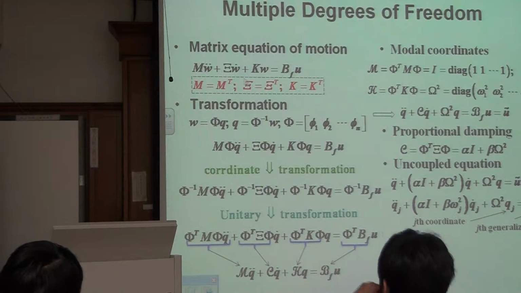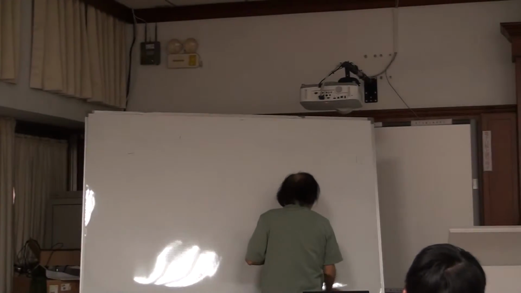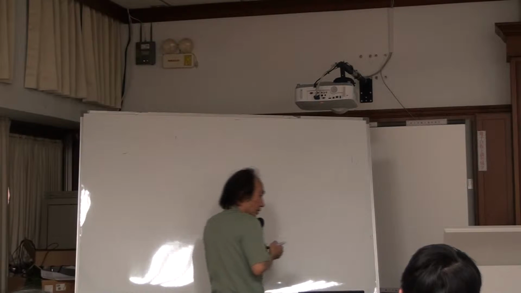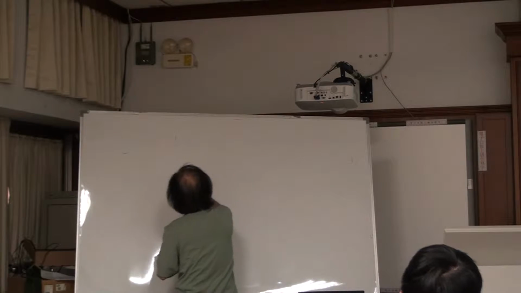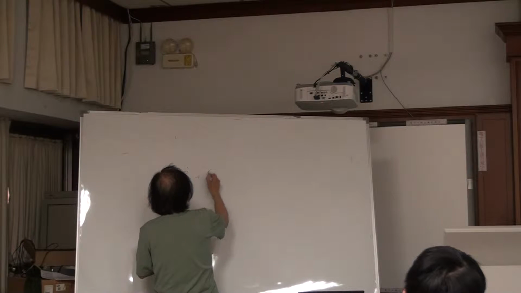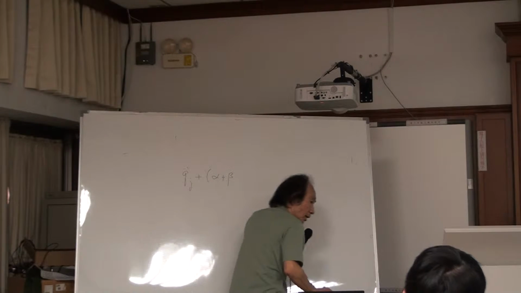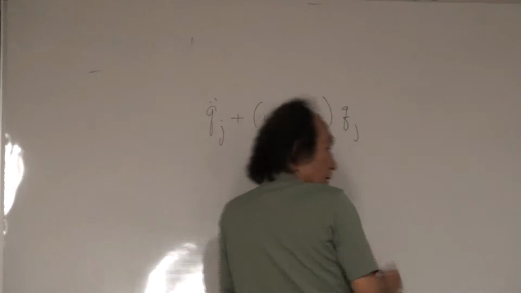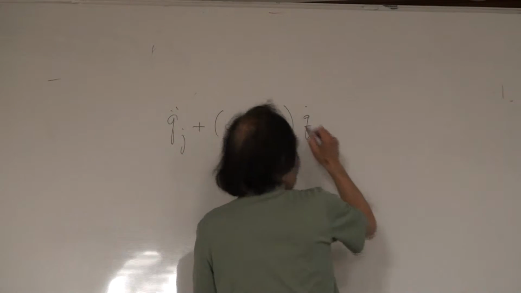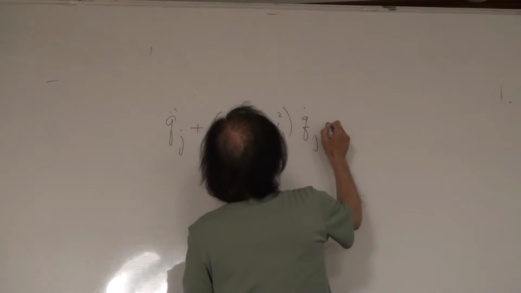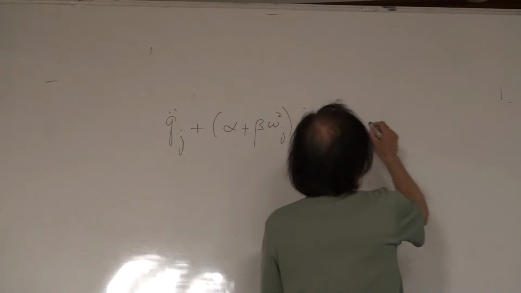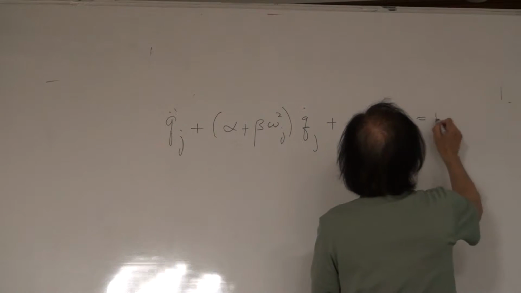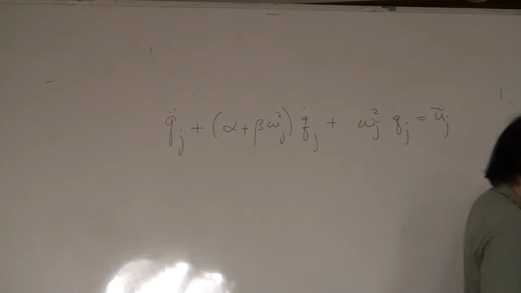If you look at those equations carefully here, I have q_j double dot plus alpha plus beta omega_j squared, times q_j dot, plus omega_j squared q_j equal to q_j cubed. All right.